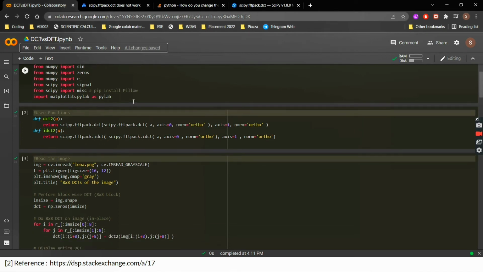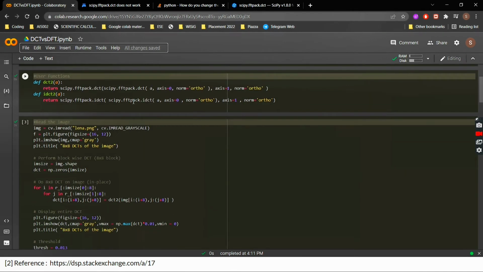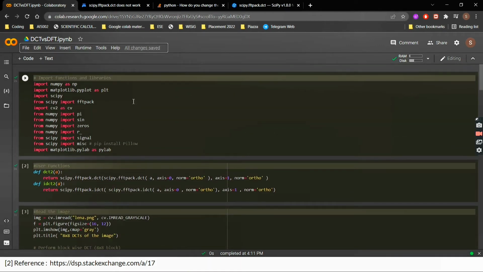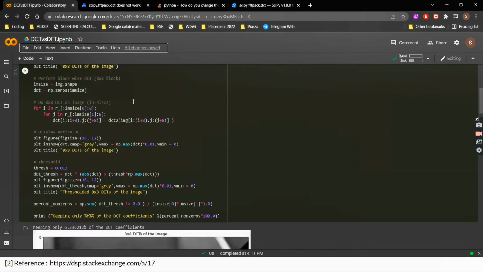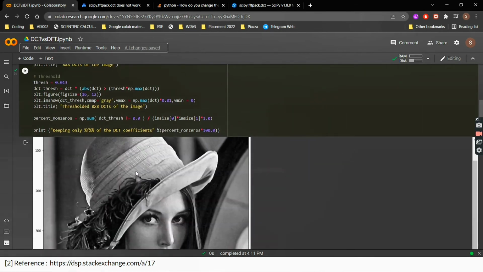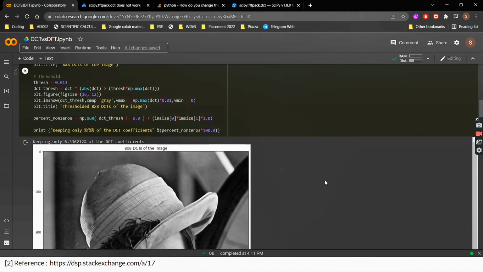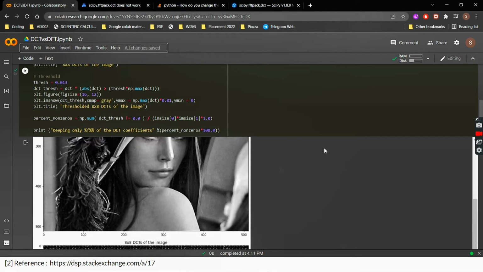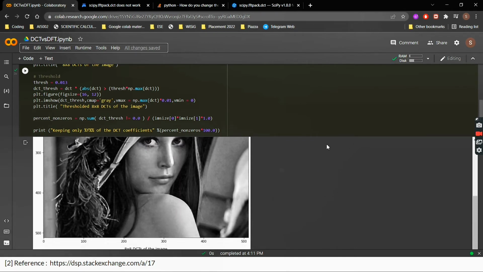So here you can see I already ran this code in which I'm going to compare DCT and DFT. I am using libraries like SciPy, NumPy, and Matplotlib to showcase my results. Here I have taken an image called Lena, and it is a grayscale image. As you can see, this is the original image. So the original image looks like this.